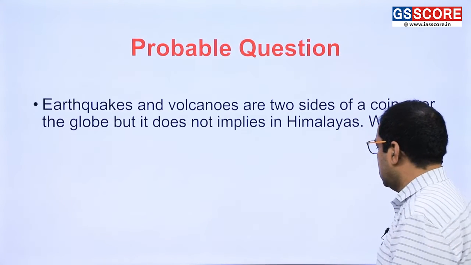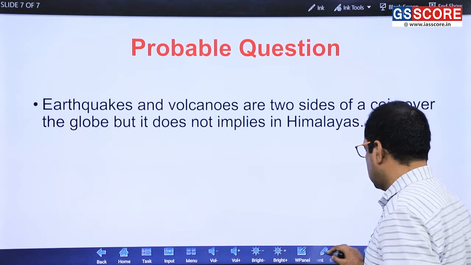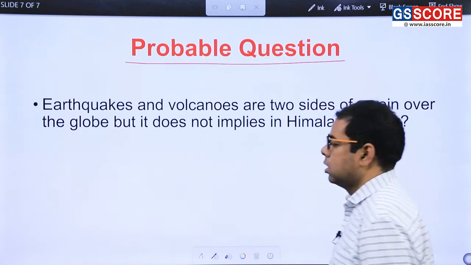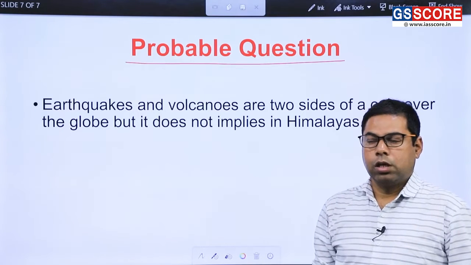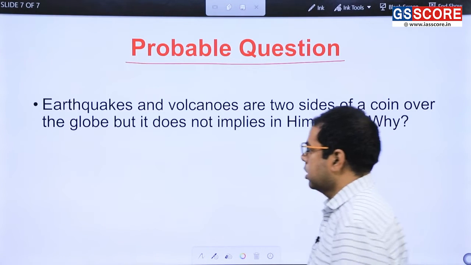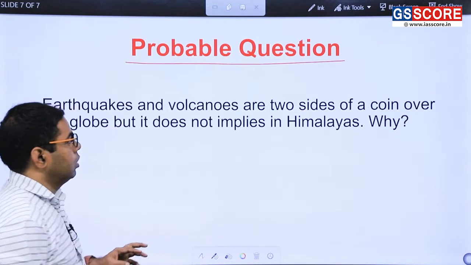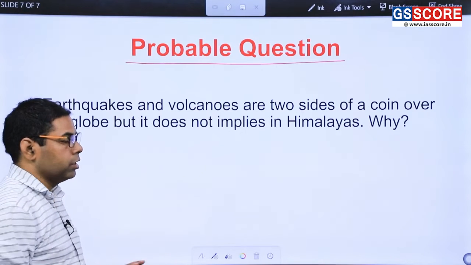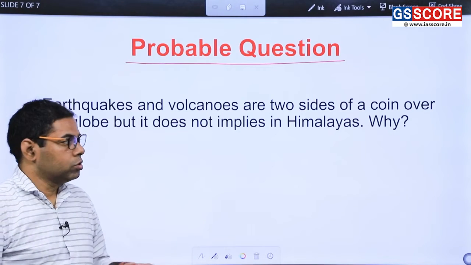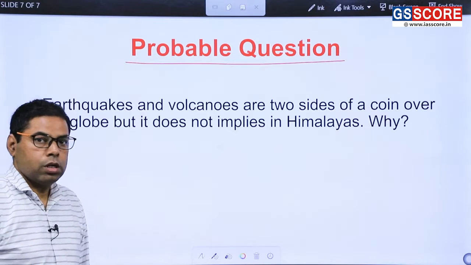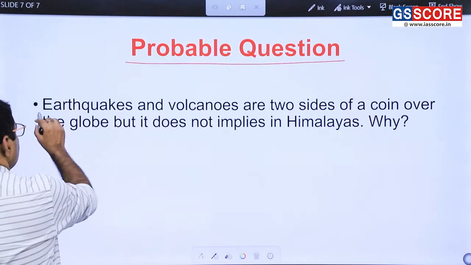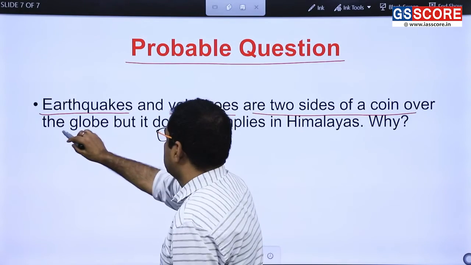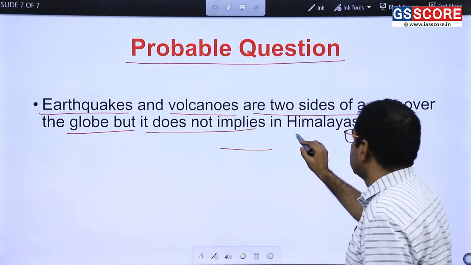Yes, a probable question. A probable question means the possibility of a question being asked on this topic. So I have taken a kind of hidden question which is not there in the books, which is not explained in the NCERT also, right. I have framed this question: earthquakes and volcanoes are two sides of a coin over the globe, but it does not imply in the Himalayas.